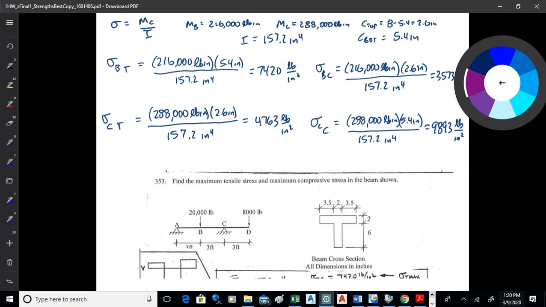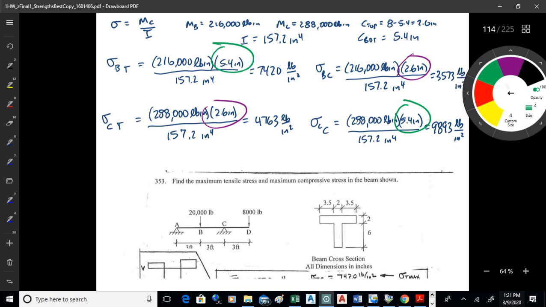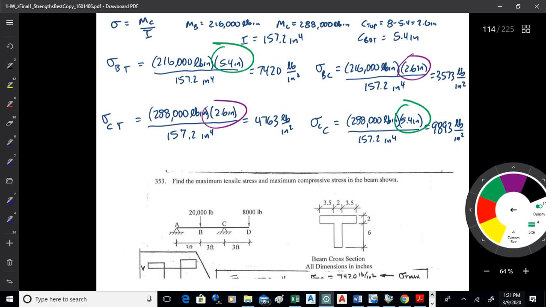Then the C values vary depending on where you are. At B, you're going up for compression and down for tension. Whereas at C, it's the other way around. You're going up for tension, down for compression. The up distance is 2.6. The down distance is 5.4. So we have to be a little careful here when we calculate this, just to be sure we're getting the right stuff in there.